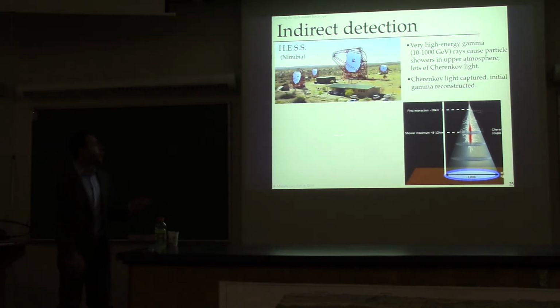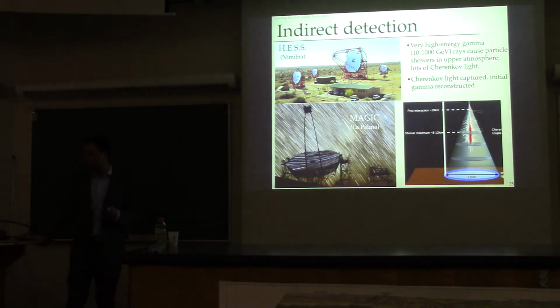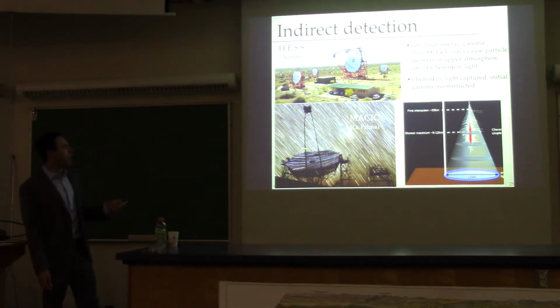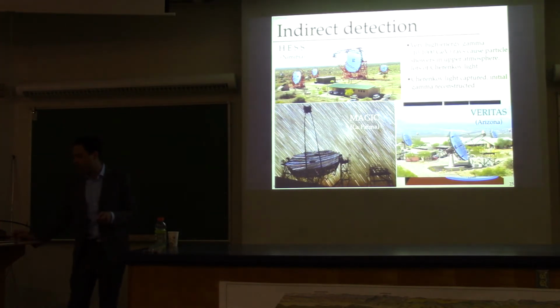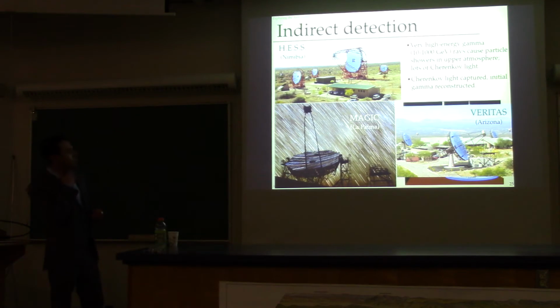So here's one such observatory. These are optical telescopes, but they look for these kind of flashes of light. This is something that might last 10 nanoseconds. It's very fast. This is in Namibia. It's called the HESS experiment. Okay. There's another one in the Canary Islands in La Palma called MAGIC. Similar design. You see just a big array of mirrors. Here in the US, in Arizona, there's the VERITAS experiment.